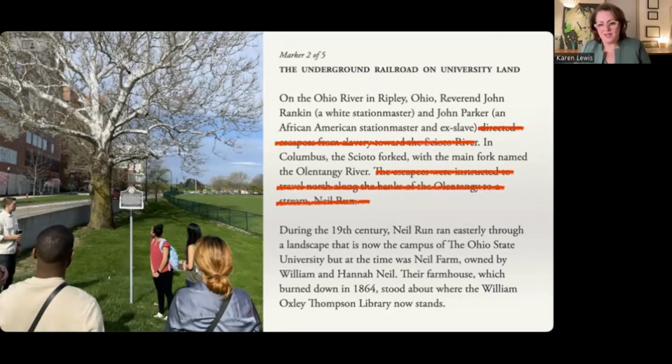So all of this puzzles me and asks me to think, why are these signs located here? And why are these stories being told on university lands?